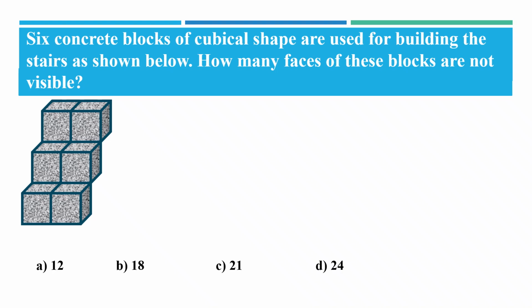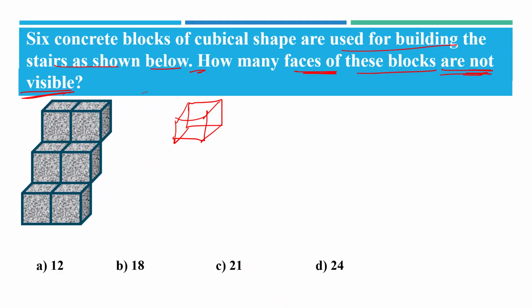Six concrete blocks of cubical shape are used for building the stairs as shown below. How many faces of these blocks are not visible? I repeat, are not visible. As we know, a cube, any cube for sure, will have six faces.